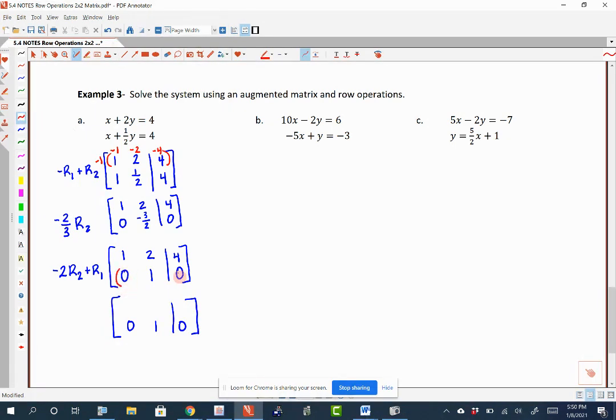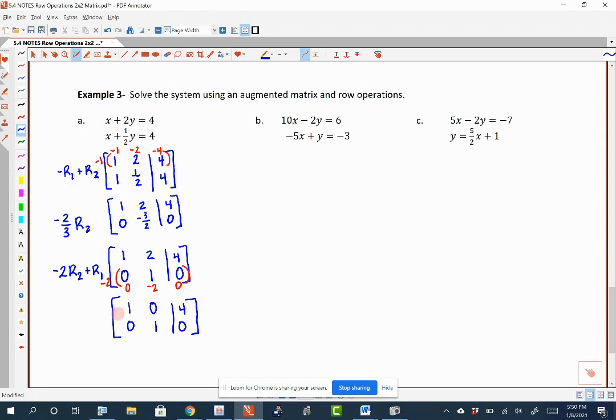So I'm multiplying this second row by negative 2. So negative 2 times 0 is 0. Negative 2 times 1 is negative 2. And negative 2 times 0 is 0. So now those values are going to be combined to row 1. 0 plus 1 is 1. Negative 2 plus 2 is 0. And 0 plus 4 is 4.